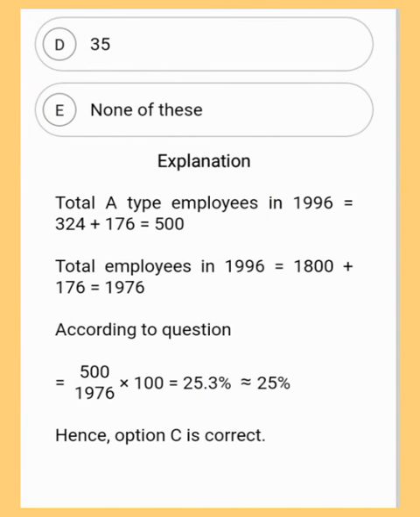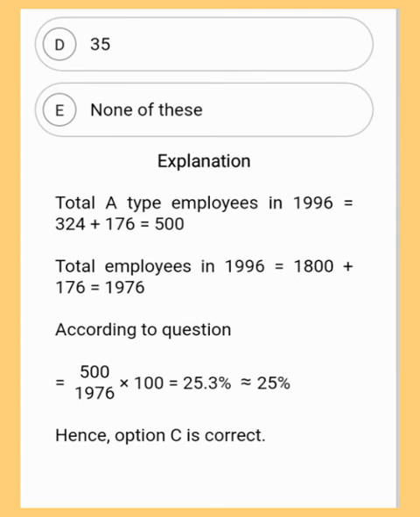This is question number 2. The total A-type employees in 1996 is equal to 324 plus 176, which is equal to 500. Total employees in 1996 is equal to 1800 plus 176 is equal to 1976. So according to the question, 500 by 1976 into 100, which is equal to 25.3%, which is approximately 25%. Okay, so the correct answer is option C.